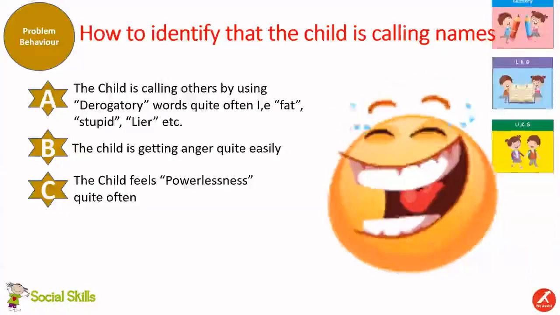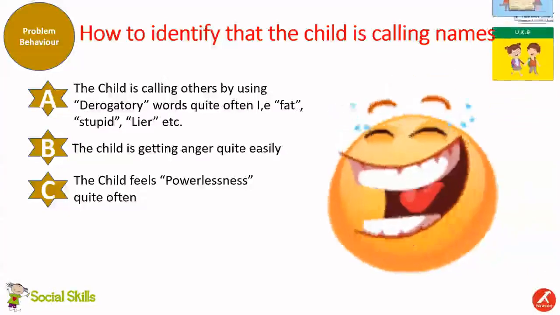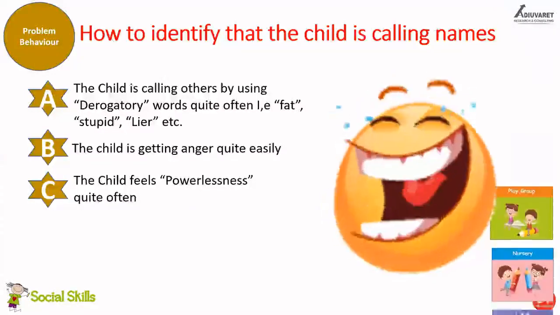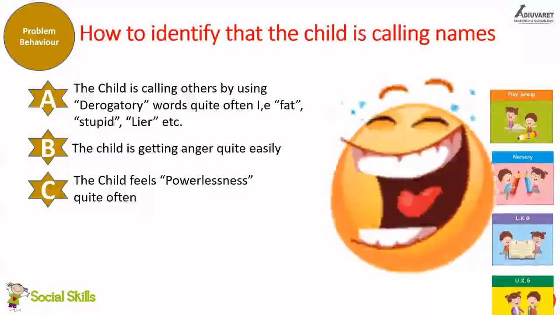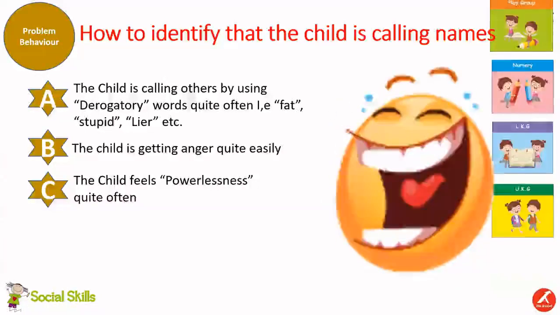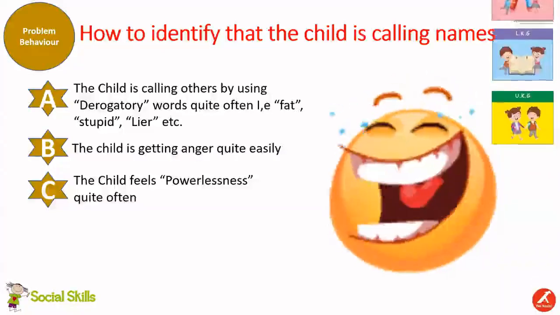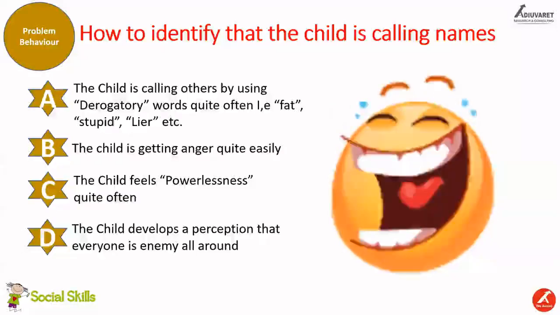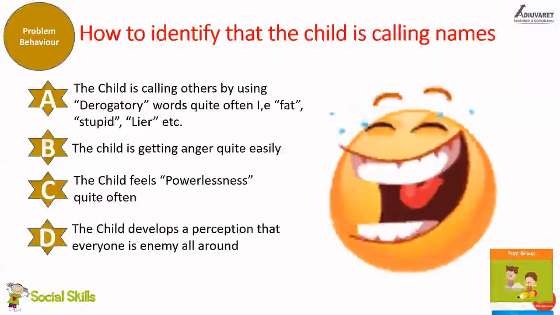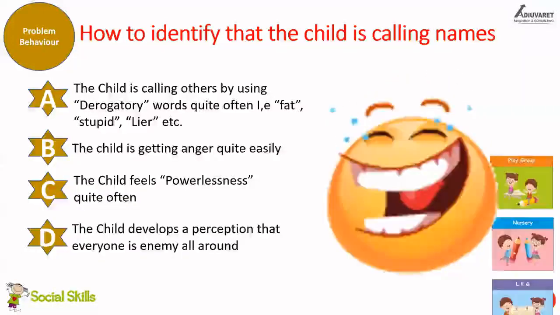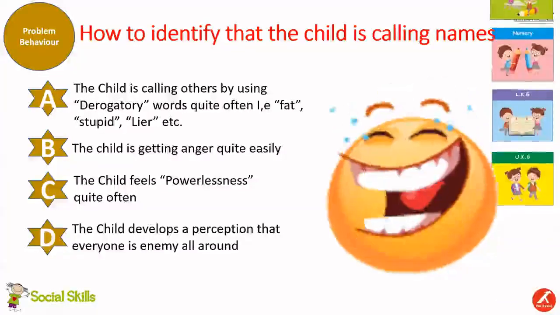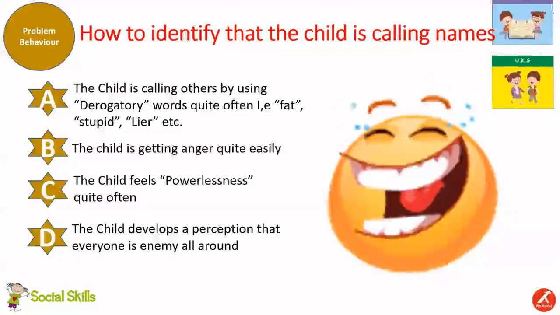In that situation, development of such negative behavior which will lead to calling others by name is very common. So we must keep an eye when a child feels a little bit of powerlessness or insecurity for that matter. Then we have to really care for the child in order to avoid getting into such negative social behavior. The next symptom or pattern can be that the child develops a perception that all people around are enemies to him or her.